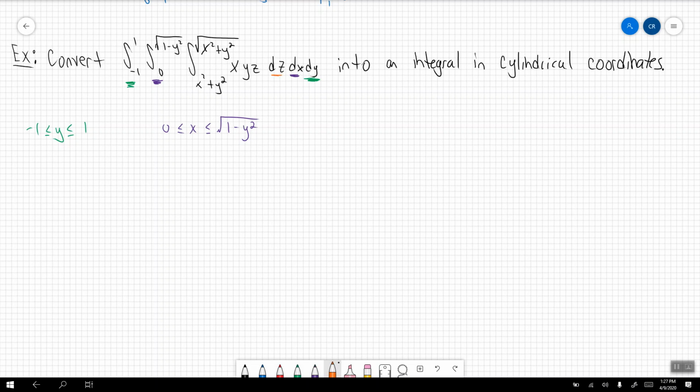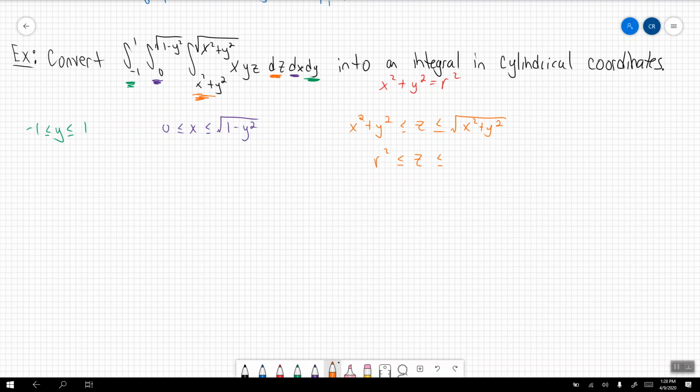And then finally, our z values are changing between x squared plus y squared all the way up to the square root of x squared plus y squared. Now, we're going to make a quick interpretation here. The z values are actually going to be the easiest ones to work with, because we have this to work with. This builds a bridge from rectangular over to cylindrical, which tells us that using this manipulation, this is going to be r squared, and this is going to be just r.